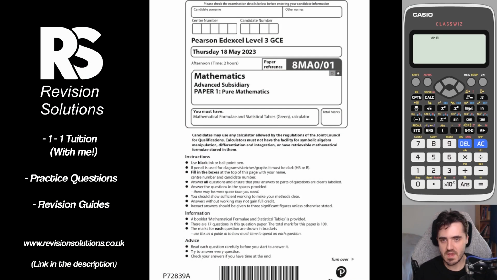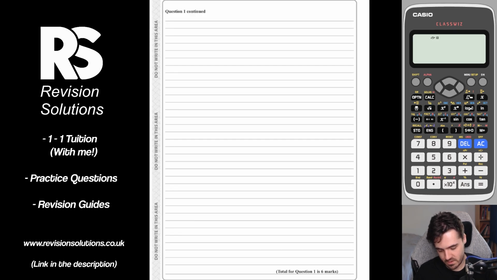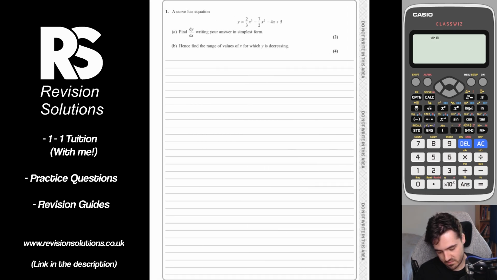Okay, so here's the front of the paper. If we go straight to question 1, it says a curve has equation y equals 2/3 x cubed minus 7 over 2 x squared minus 4x plus 5. Part A then asks, find dy by dx, writing your answer in simplest form.